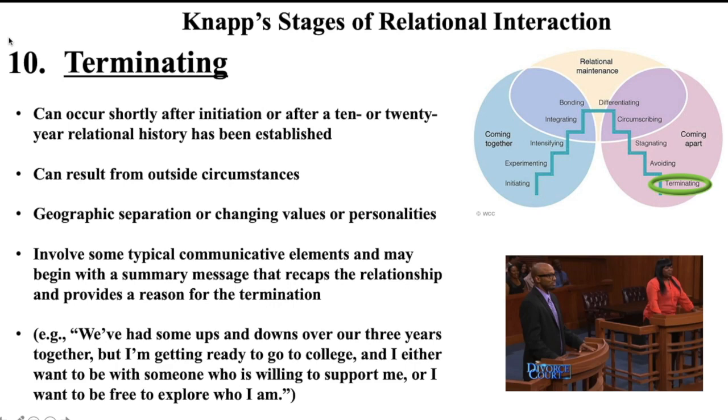Voluntary is where you're like, hey, this is over. I'm quitting you. I'm quitting this job. I'm out. This can occur shortly after initiation, or it can be after a 10 or 20-year relational history has been established. Unfortunately, you have persons out there that have been married for 60 years, and they decide after 60 years or 50 or 40 or 30, kids are grown, they decide to terminate the relationship, and it affects the children. But why do people, if you've been with someone that long, why do you do that?